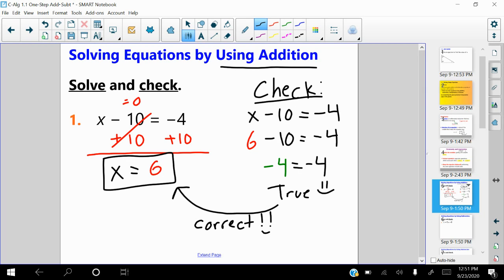If it was a false statement, let's say we had negative 10 is equal to negative 4. That's not a true statement. So that means the answer that we had was wrong.